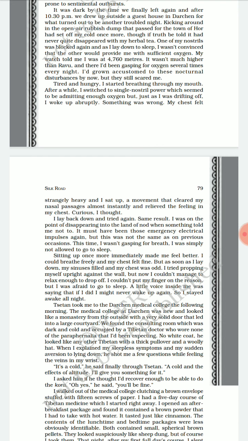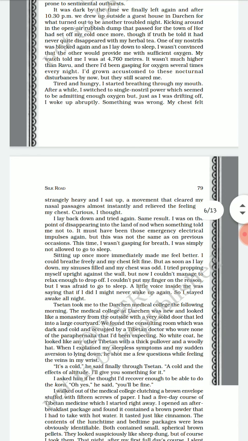So I repeat, it was dark by the time we finally left again, and after 10:30 p.m. we drew up outside a guest house in Darchen for what turned out to be another troubled night. Troubled night for the author, because way back in the middle of the journey, as I discussed previously, he was having breathing problems and headache, and he was suffering from cold and cough also.